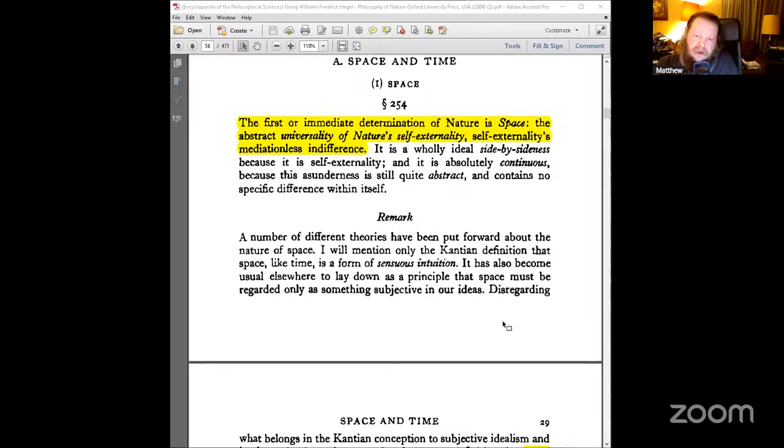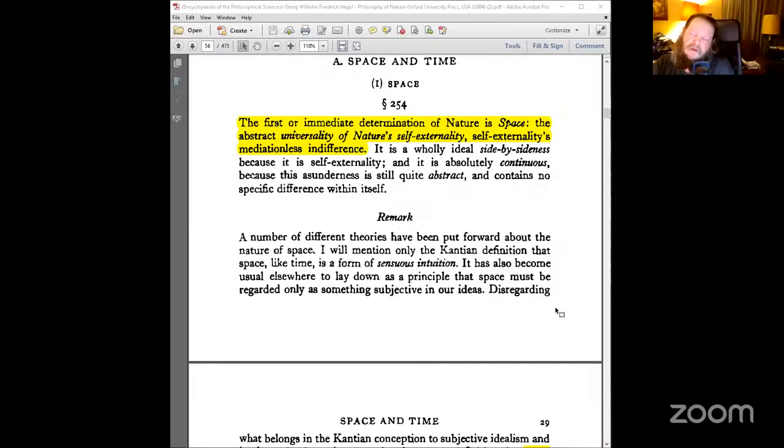we'll start out with space on subsection 254. Kyle, if you could read out just 254. First or immediate determination of nature is space, the abstract universality of nature's self-externality. Self-externality, mediationless indifference. It is a wholly ideal side-by-sideness because it is self-externality, and it is absolutely continuous because this side-by-sideness is still quite abstract and contains no specific difference within itself.